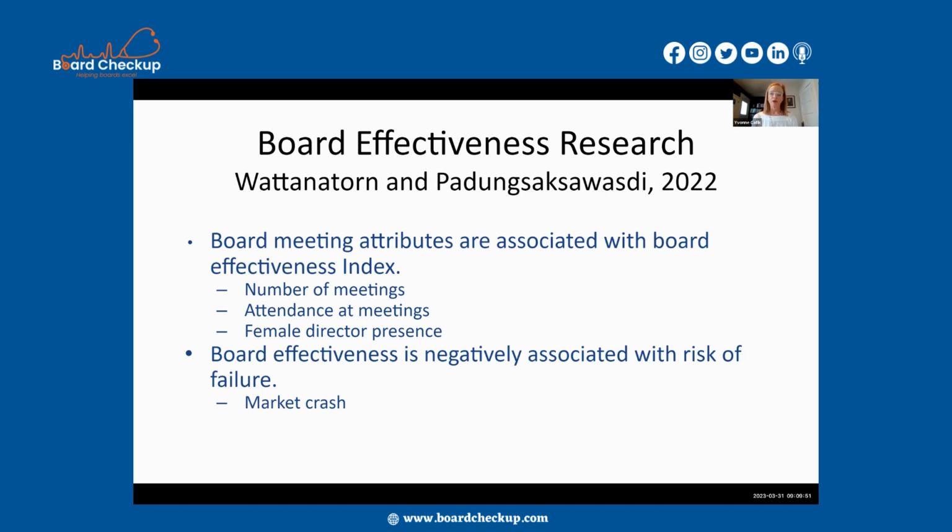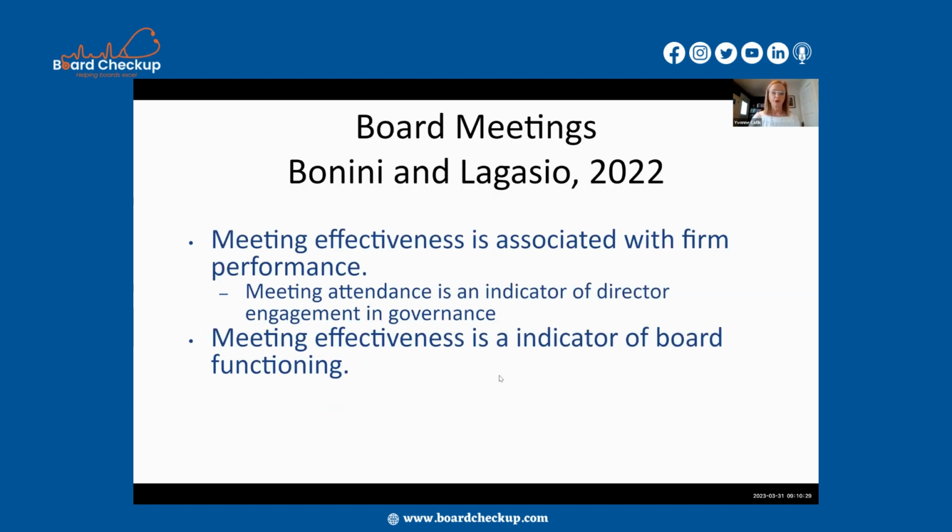And what they found changed board effectiveness significantly in this area were the number of meetings, attendance, and the presence of female directors, which were linked to board effectiveness. And increases in board effectiveness were negatively associated with failure, so a reduction in the risk of, let's say, a market crash. So there was significant impact of meetings on effectiveness, which in turn had impact on the success of the corporation.